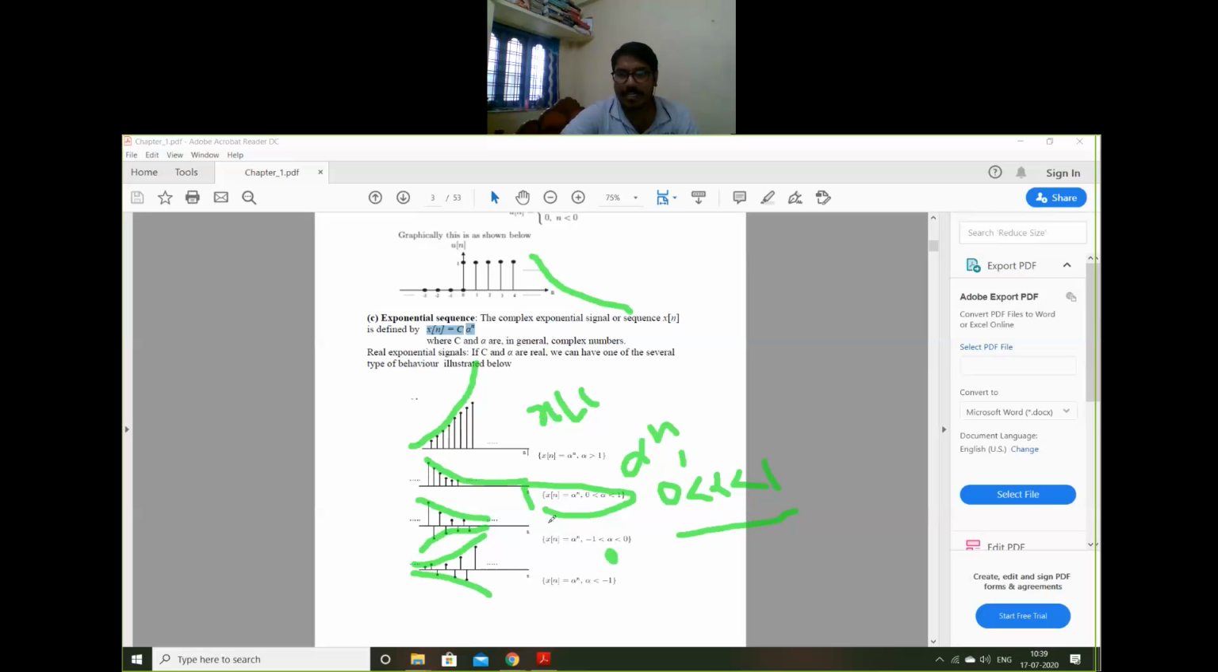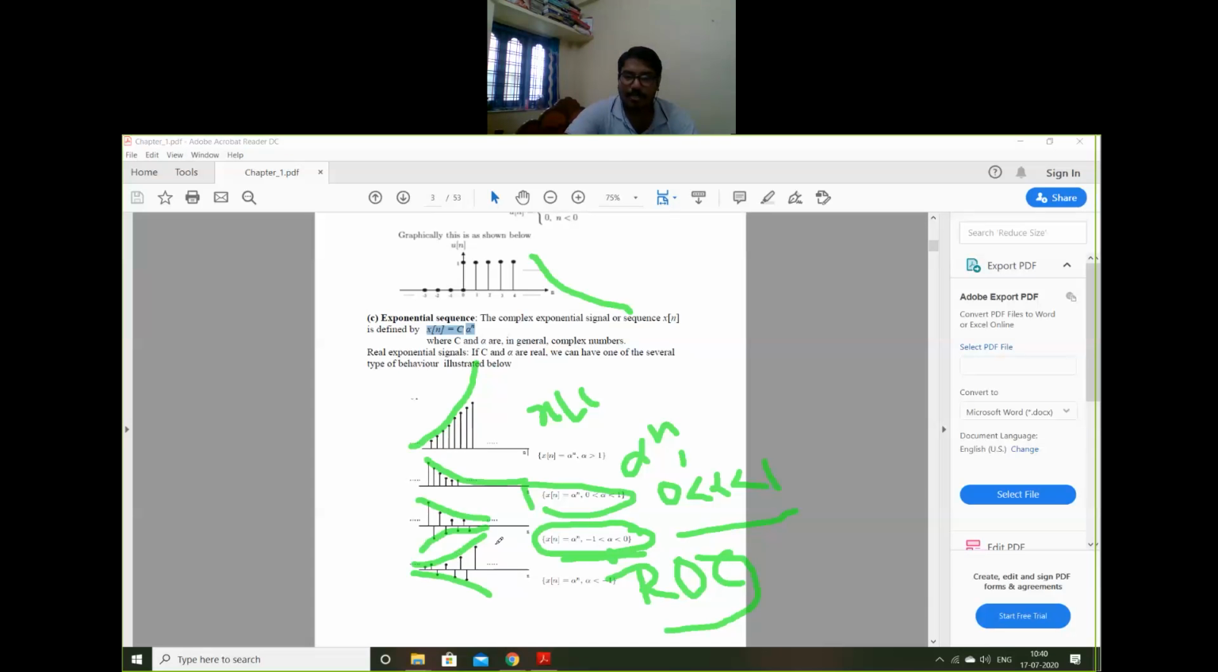And in this case, it is the same alpha power n, but the range is -1 to 0. Only the range is different. This range is also called ROC. Can anyone tell what is ROC? Right, ROC stands for region of convergence. Convergence means existence. So region of convergence or existence. This ROC gives the range in which this exists.